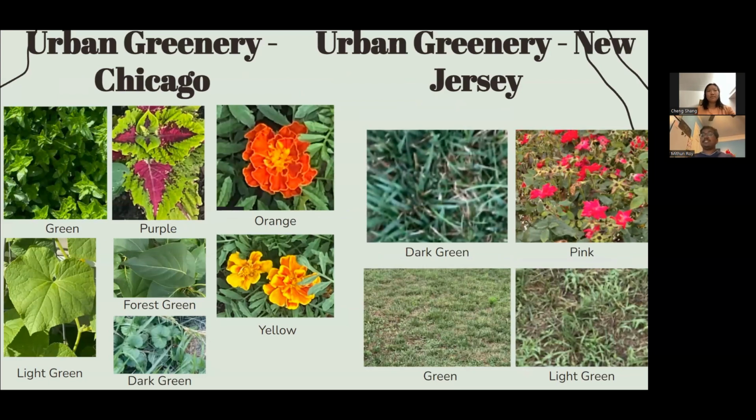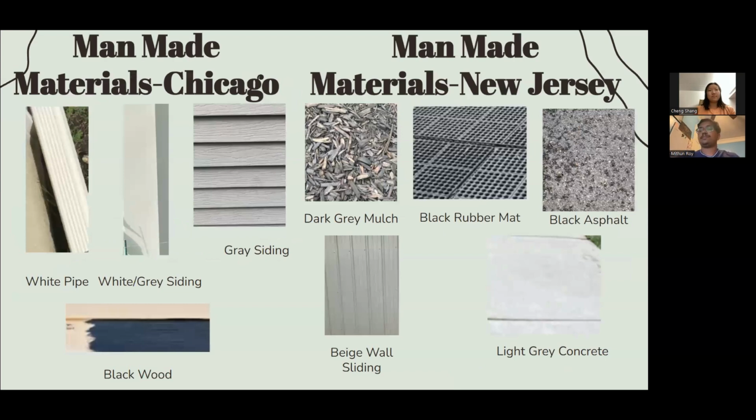This is the open grid that we researched, one side being Chicago, one side being New Jersey. And then these are the man-made materials.